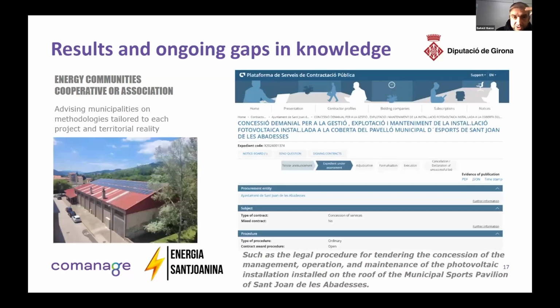And also, we are advising municipalities on methodologies tailored to each project, like this one, where the municipality wants to find the legal process for tendering the concession of the management, the operation, and the maintenance of the photovoltaic installation installed on the roof of the municipal sports pavilion. We have assessed this municipality, and now that it has finished this project, Energia Sant Joanina is taking over the installation and trying to start sharing the energy with their members.